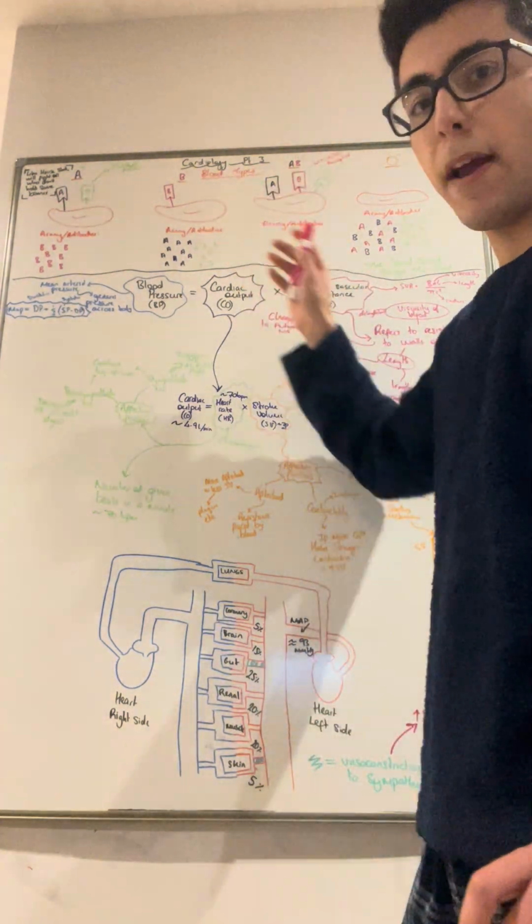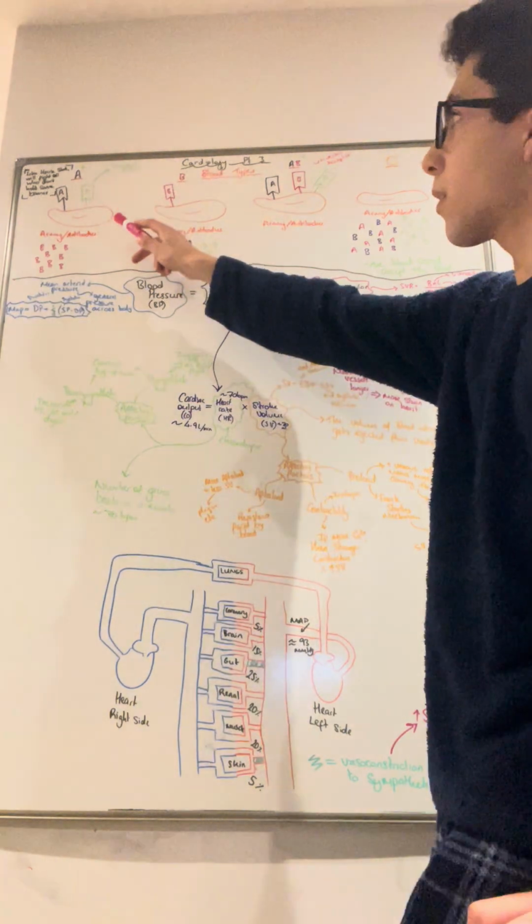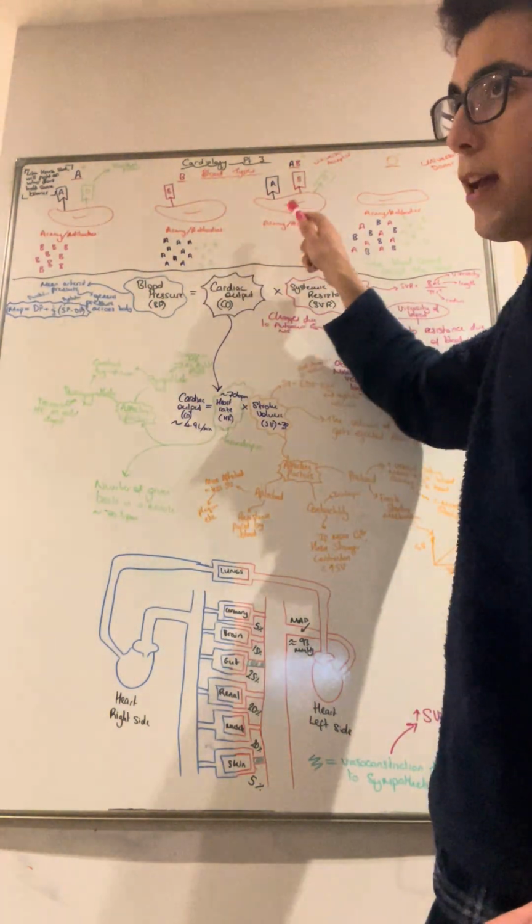So we've got 4 main blood types. We've got A, B, AB, and O.